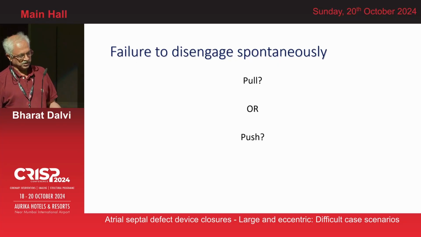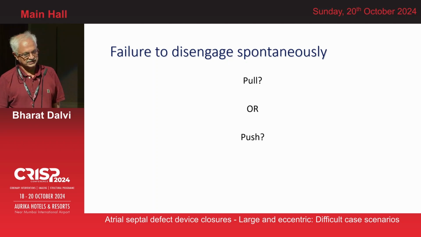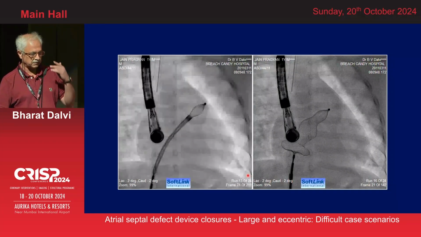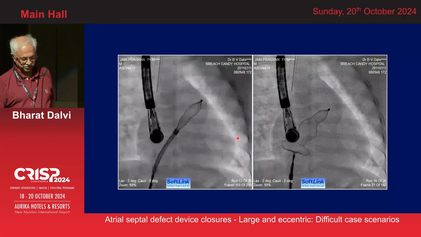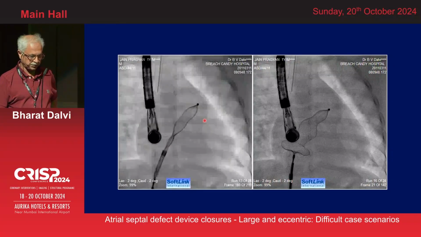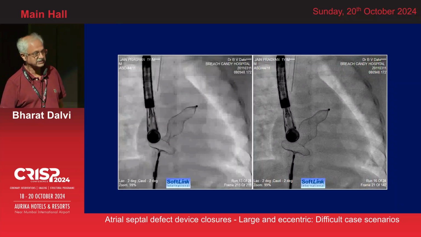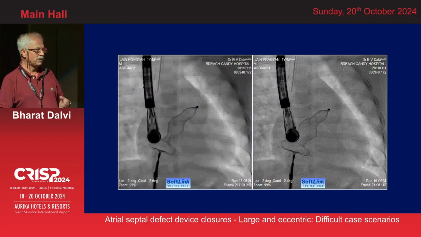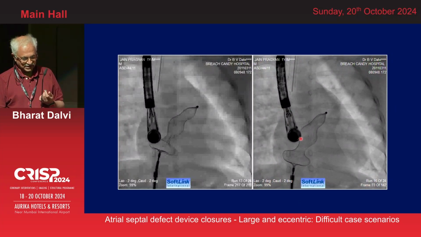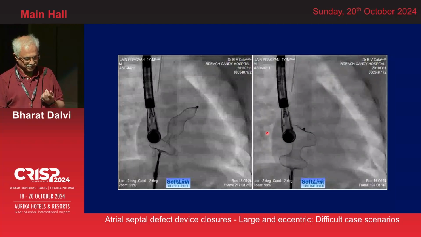Now, this is a very important question. When there is no spontaneous disengagement, do you pull on the loading cable or do you push on it? And this is our answer to this. I'm not sure whether it's the right answer, but the logic behind it I'll try and explain to you. So this is what happens: there is too much engagement inside the left superior pulmonary vein, so it refuses to disengage. Now the normal response is to pull on the cable. And if you try and pull on the cable, you see the right atrial disc has lost its alignment with the interatrial septum.